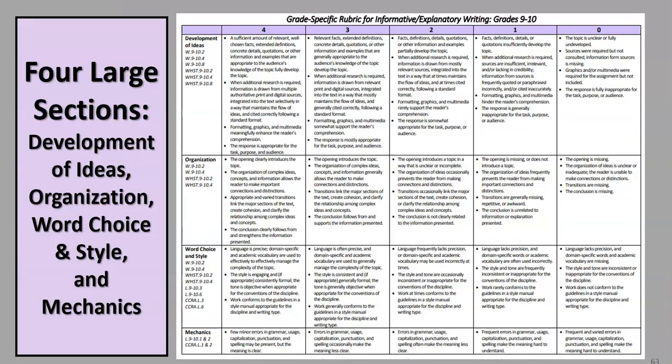So in front of you, you're going to see the grade-specific rubric for informative explanatory writing for grades 9 and 10. And this rubric is ginormous, and it's broken down into 4 sections. And those sections are the development of ideas, organization, word choice and style, and mechanics. This large-scale rubric can really feel overwhelming to students, and honestly for me too as a teacher. So we might want to focus on just the section of the rubric which gives us the most data on how well our students are going to achieve the goal of the standard.